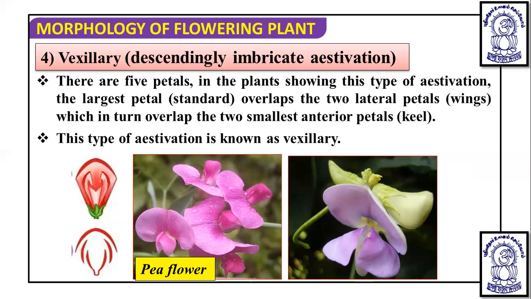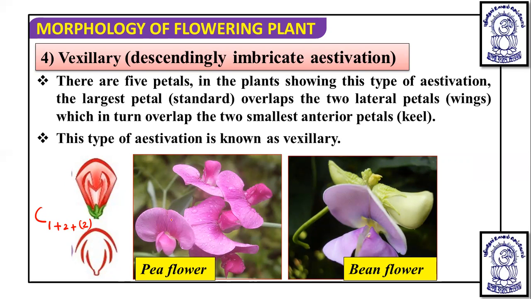You can see, this is the bean flower, and here you can see this is the largest standard. These are the 2 lateral wings or alae, and this is the keel corolla which is fused. So here the corolla is showing one outermost, two inner, and the 2 innermost which are fused. In this way, this symbolic representation is used for vexillary estivation.